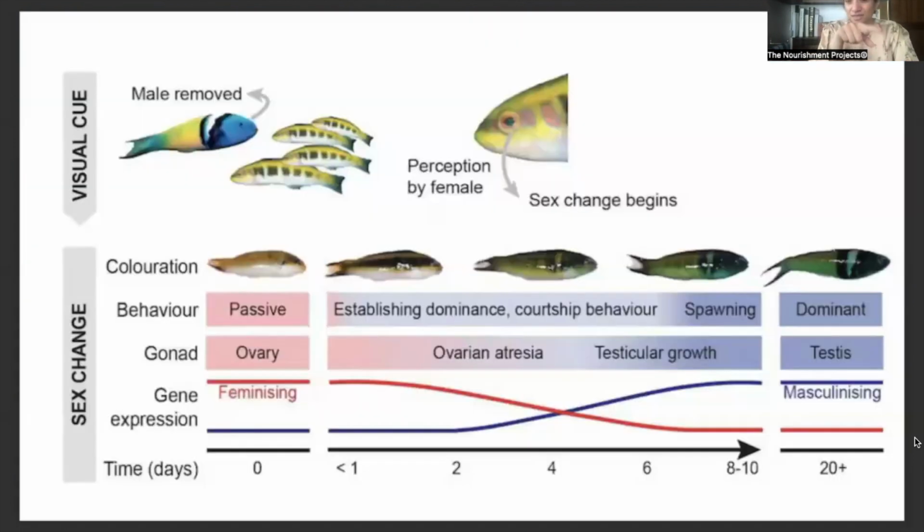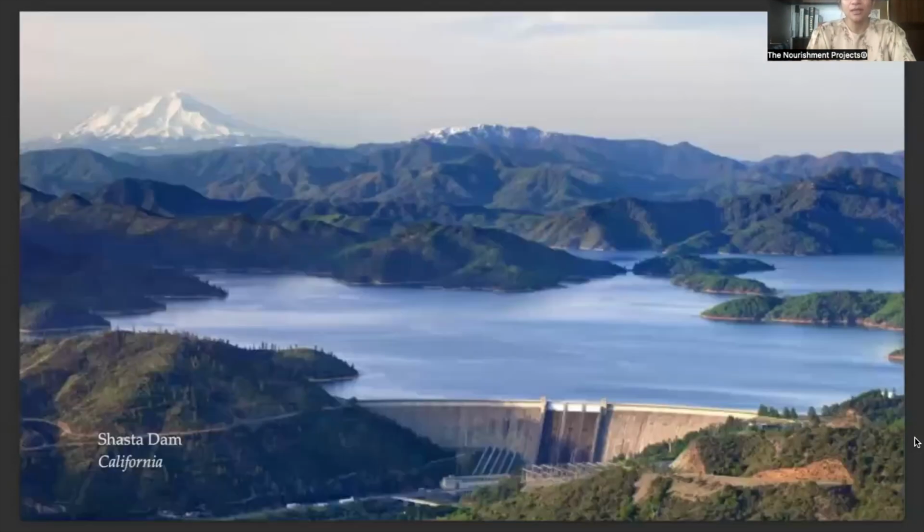Take, for example, because this is what's happening. As temperatures change and get higher, they go back and forth. This is what's happening to them, to many fish. This is just one example. So this is the Shasta Dam in California.